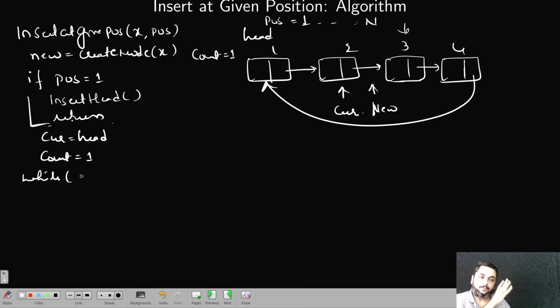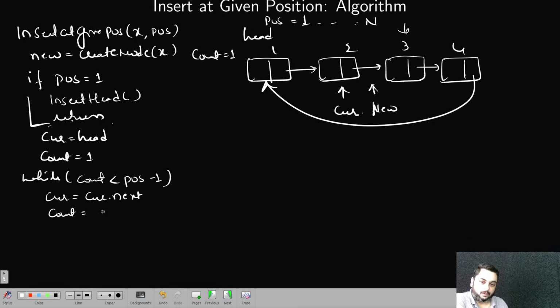So the while loop will have only the condition count is less than position minus 1. Okay, why position minus 1? Because I want the previous node. So you just increment current equal to current dot next. Okay, then you increment count equal to count plus 1.